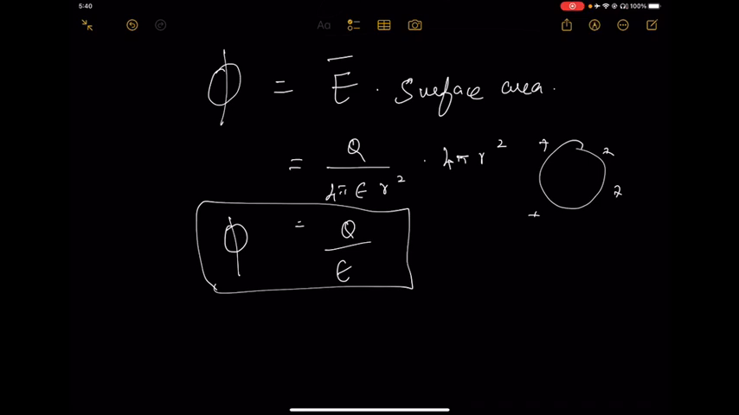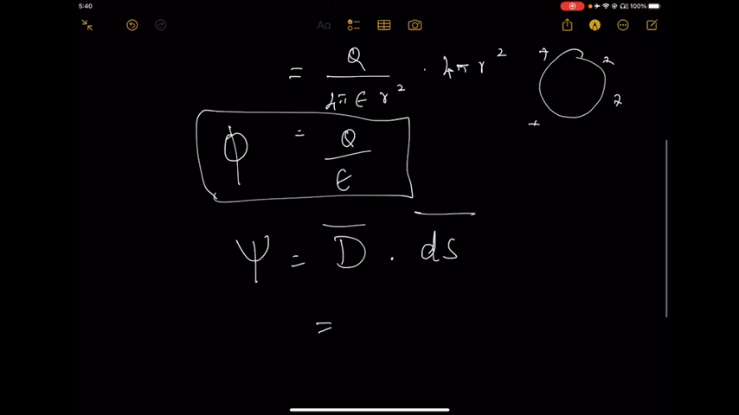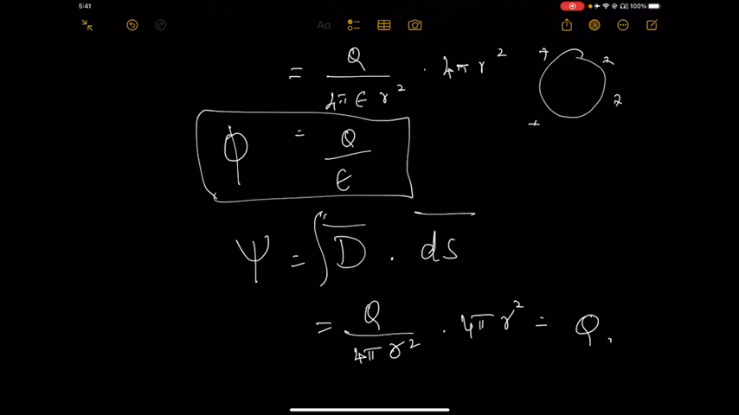Otherwise, another way of saying it is D dot dS. That is, D is the electric flux density, that is charge divided by the surface area of the sphere, 4 pi r square, and the surface area of the sphere is again 4 pi r square. So you can say it is just q. So here the flux is just q.